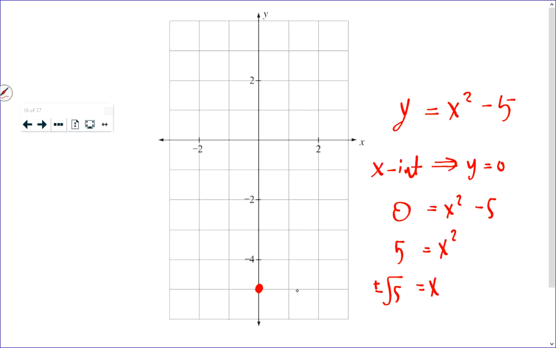Well, so that we can plot them, let's determine a decimal approximation on our calculator. Rounded to the nearest tenth, is that going to be 2.2 or 2.3? 2.2, thank you. So here is where negative root 5 is, and here is where positive root 5 is.